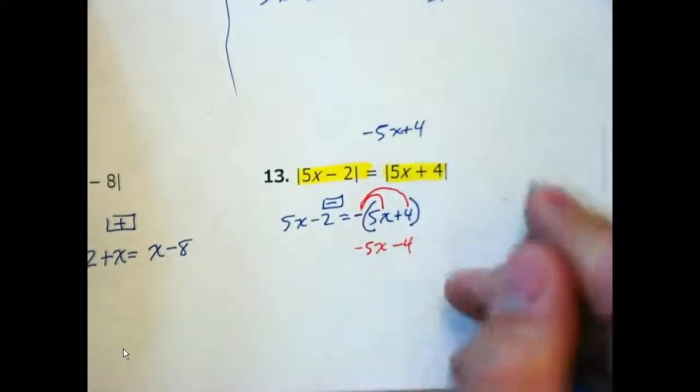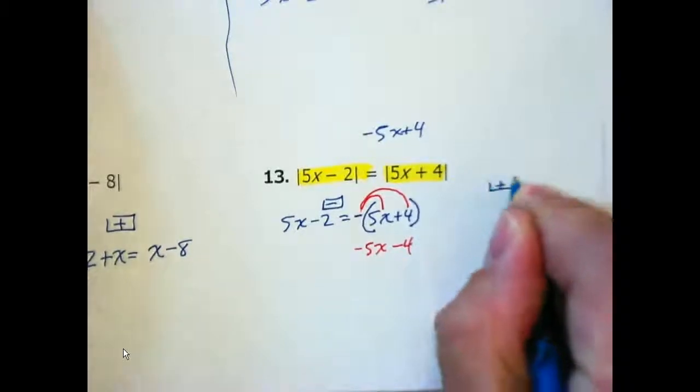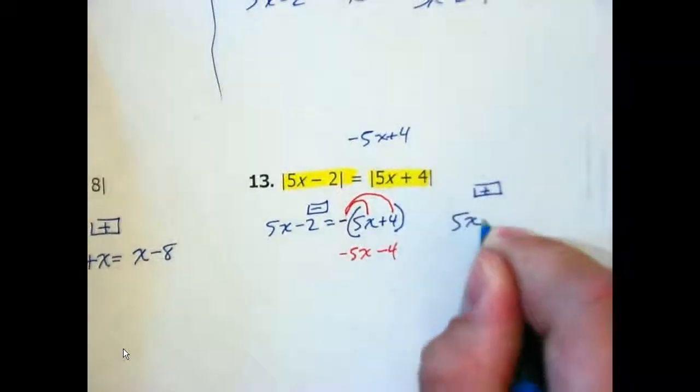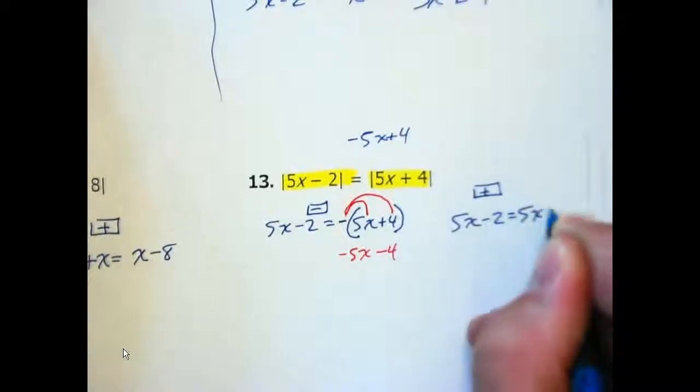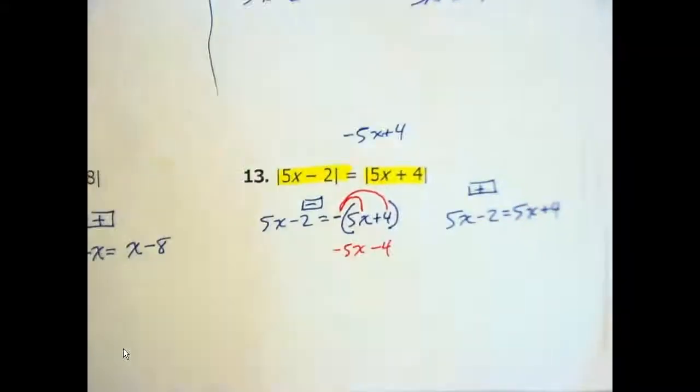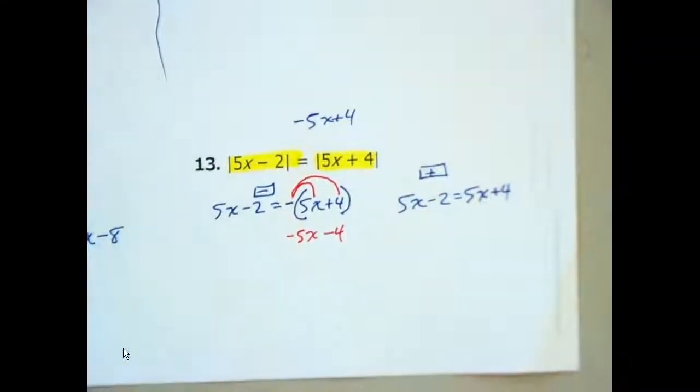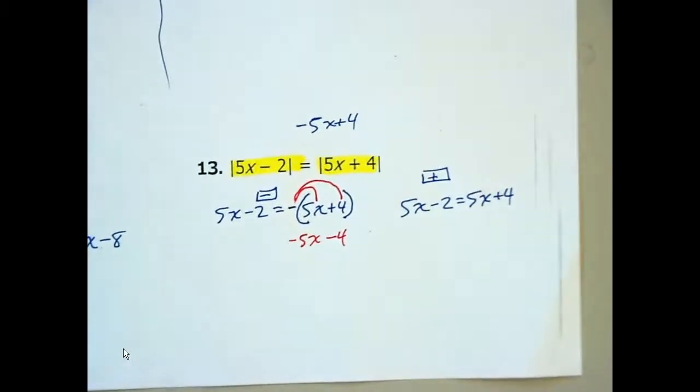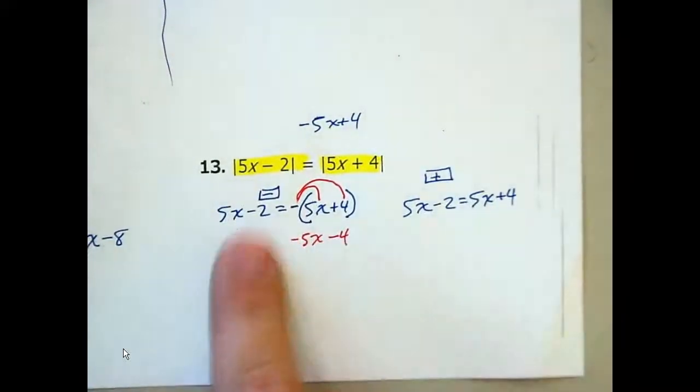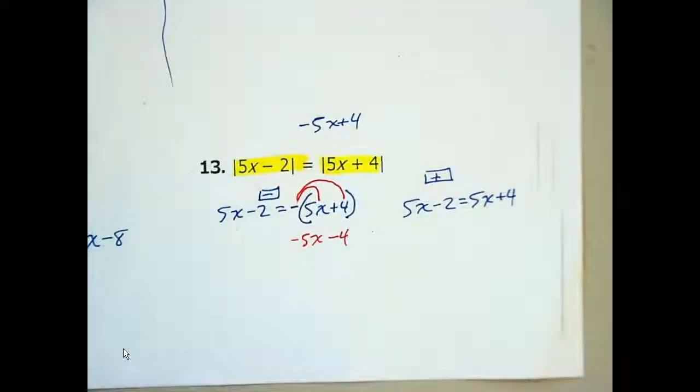That's our negative case. Our positive case: 5x minus 2 equals 5x plus 4. Nothing changes other than you drop the symbols. We solve from there. It doesn't matter whether the negative case is on the left or right. You can do it either way. I haven't done it every time, but I try to put the negative case on the left just because negative numbers are on the left of the number line. It really doesn't matter.